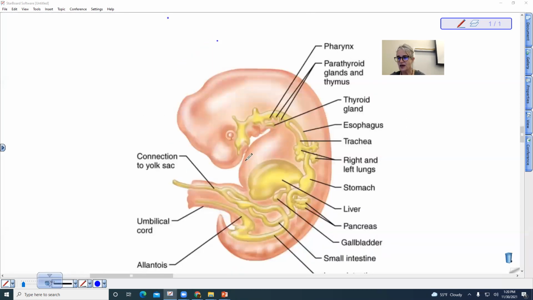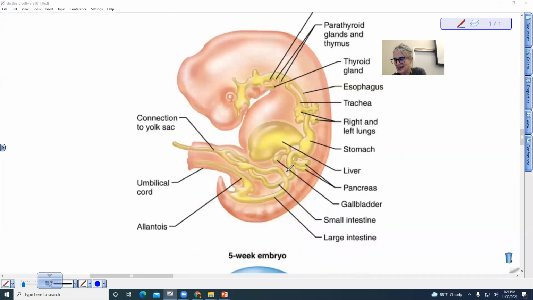So this is a 5-week embryo right here, which shows the pharynx, which is the common opening to the digestive system. We talked about the esophagus, to the trachea, these are the lungs. Then we get the stomach, the development of the liver and the gallbladder, the pancreas, all these structures that we talked about. And then the small intestine here, and then the large intestine here, and then that base of the umbilical cord, which is your allantois, which is going to become the bladder.